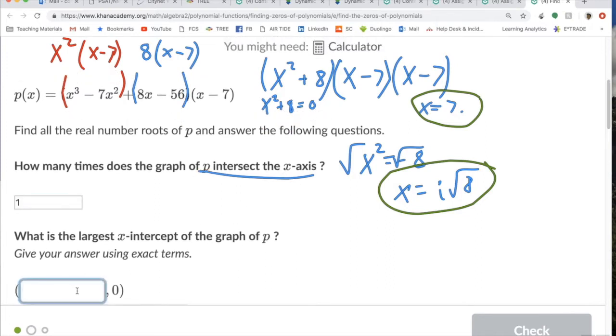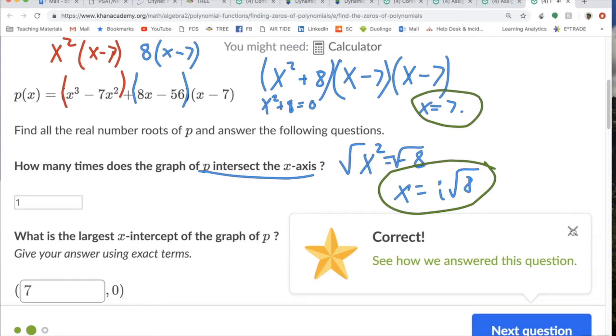And the largest of these would be 7, 0. That would be the point where that happens. Okay.